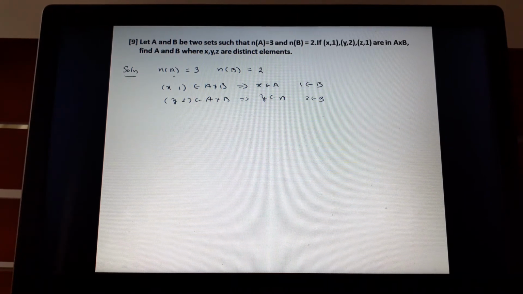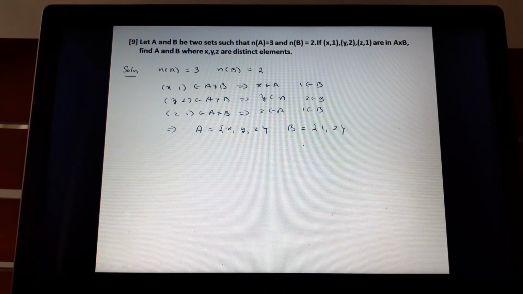Now you can check here, A should have 3 elements. So I have to take one more condition. So (z,1) belongs to A cross B implies this z must be in A, and of course 1 must be in B, already given. Now you apply this condition. So what are the elements of A now? Totally it must have 3 elements, x, y, z. This implies A must be equal to {x, y, z}, and B must be equal to {1, 2}. So this is the answer.